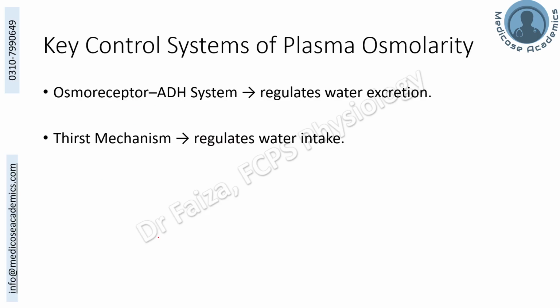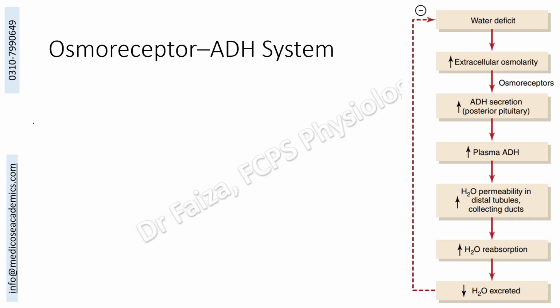The key regulators of serum osmolarity include the osmoreceptor ADH system and the thirst mechanism. These two are the key regulators of serum osmolarity. Starting with the osmoreceptor ADH system, whenever there is water deficit or increased extracellular fluid osmolarity, this is sensed by the osmoreceptors in the anterior hypothalamus, which gives the message for the release of ADH from the posterior pituitary. This ADH then increases the reabsorption of water across the collecting tubules, producing a concentrated urine, conserving water, overcoming this water deficit and recovering the ECF osmolarity back to normal.